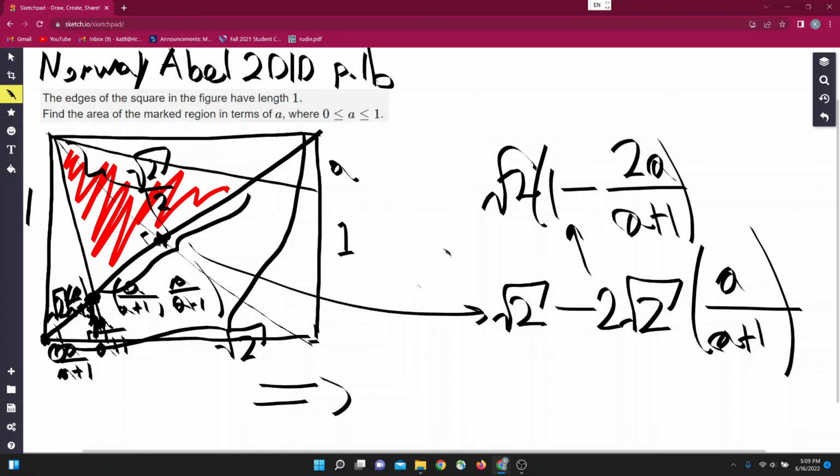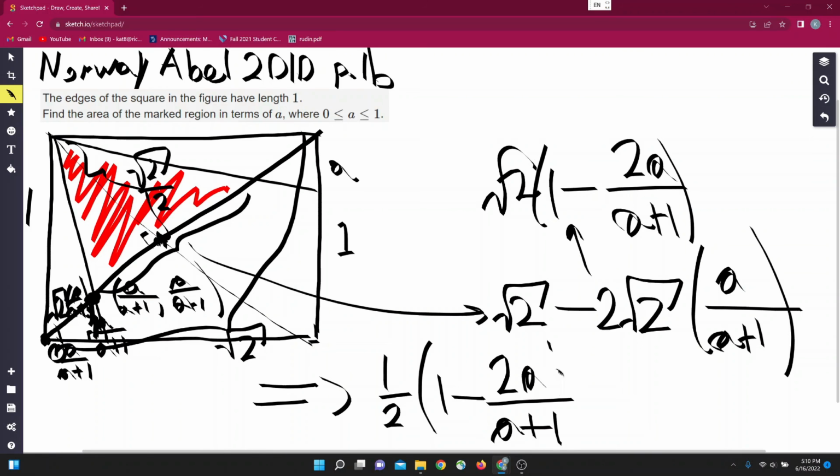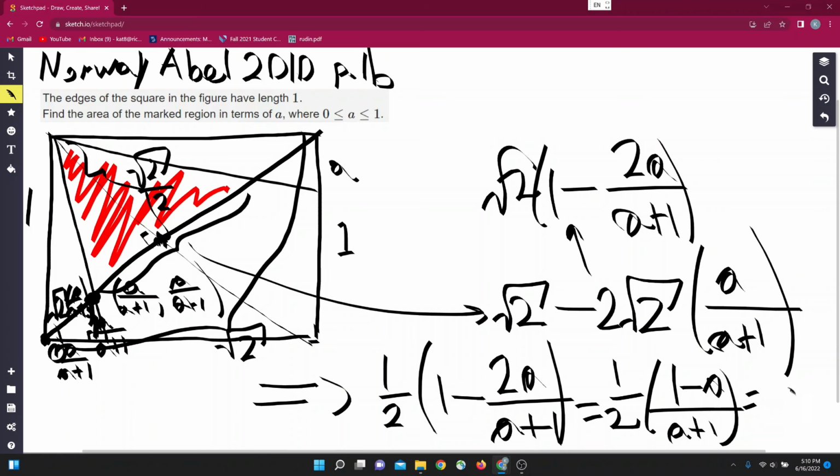Okay, and so 1/2 base times height. Our height is root 2 over 2. If we bring that root 2 out, we're going to get root 2 squared, which is this 2. So that half is canceled with that 2, and we're just left with the 1/2 beforehand. And so, in other words, we're just left with this final expression, which is nothing but 1/2. We just get a common denominator, 1 minus a over a plus 1, which is what we got for the last solution. Same thing, 1 minus a over 2a plus 2.